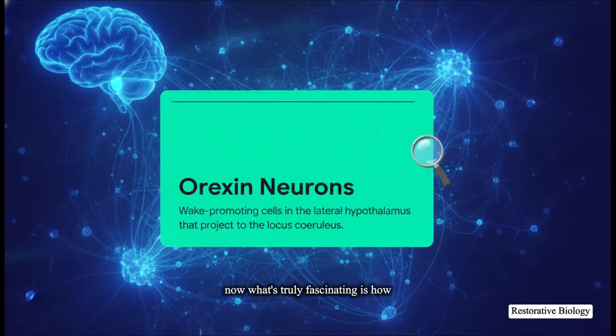Now, what's truly fascinating is how the brain actually executes this transition into sleep. It relies heavily on these wake-promoting cells called orexin neurons, located right in the lateral hypothalamus. While you're awake, these guys are highly active, keeping you alert. But to initiate deep, slow-wave sleep, your brain actually has to physically silence them.